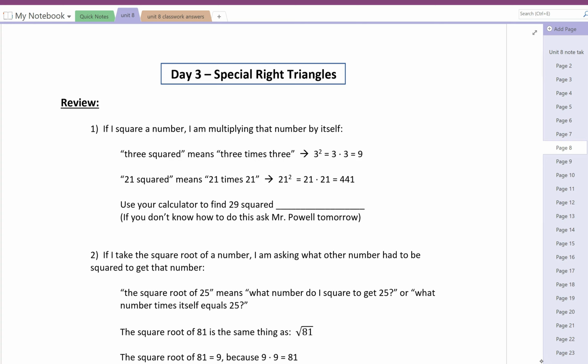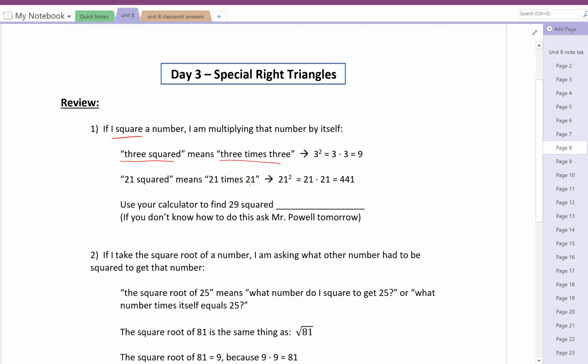Okay, first thing, if I say I'm going to take a number and square it, that just means I'm multiplying it by itself. So in this first example, if I say 3 squared, what I'm actually saying is 3 times 3, right? 3 times itself. And so 3 squared would just be 3 times 3, which is 9.